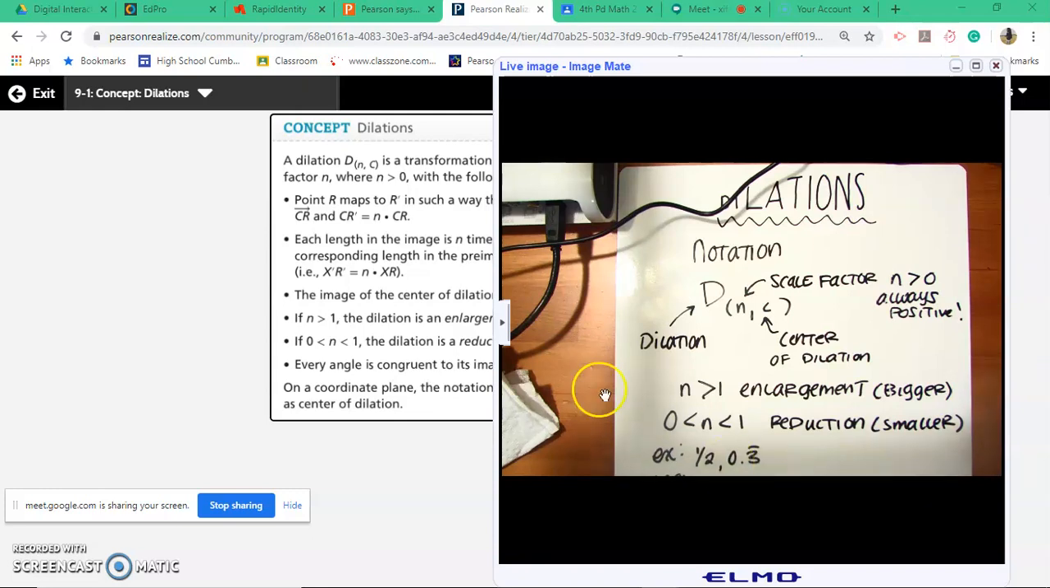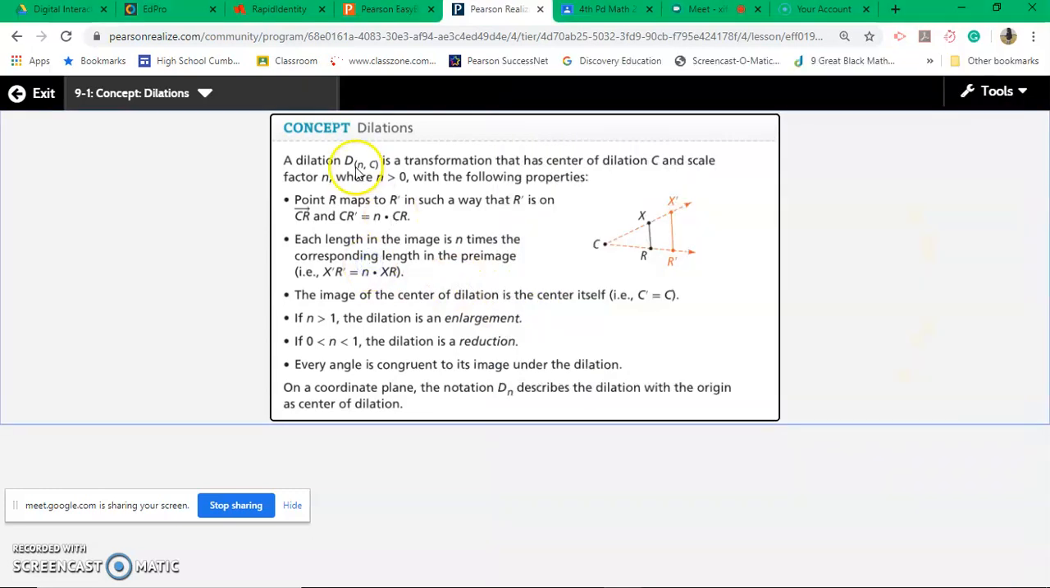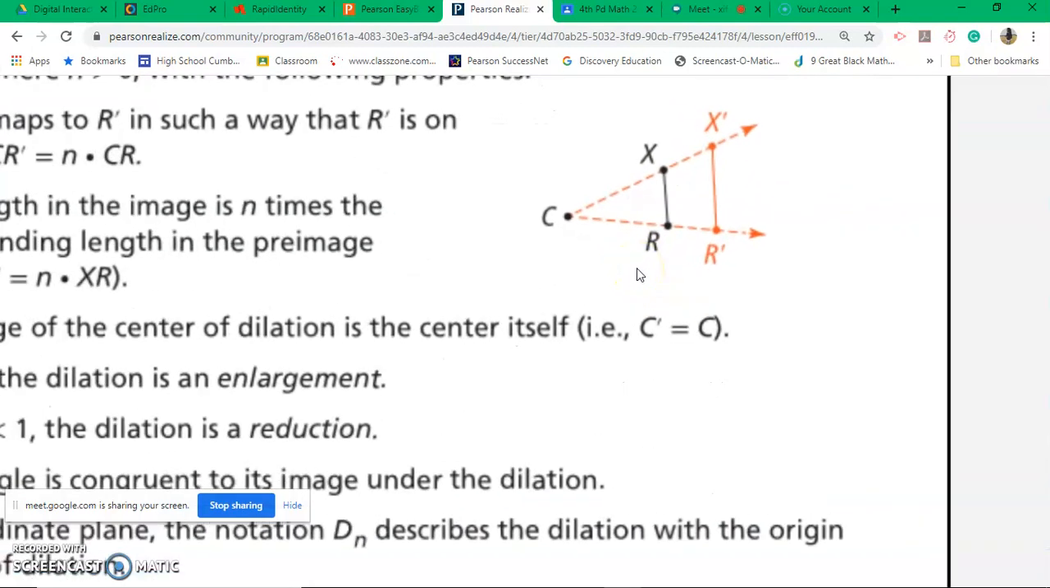These other points: this first point R maps to R prime in such a way that R prime is on CR and CR prime equals N times CR. So we look at this example right here, okay?